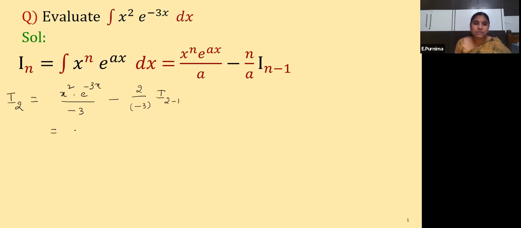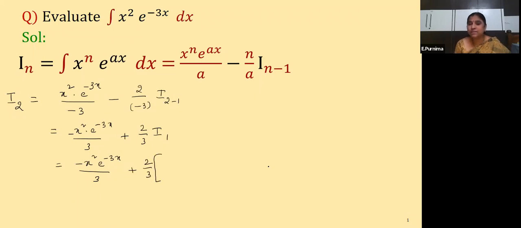Nothing but x square into e to the power of minus 3x by 3. The minus sign I am writing in the numerator. Minus into minus is plus 2 by 3 into I1. So still again we have to further do the sum. Again the substitution should be done in the formula. x square into e to the power of minus 3x by 3 plus 2 by 3 into, open the bracket here, children, because whatever steps you are getting inside the bracket, this 2 by 3 is common for them. 2 by 3 into I1, where n is equal to 1 here.